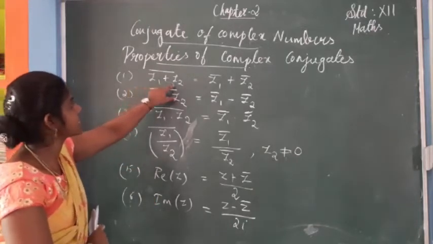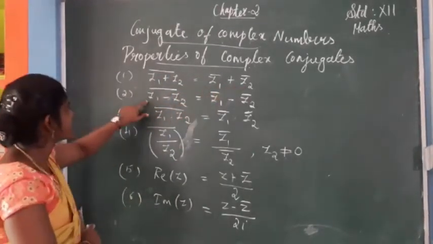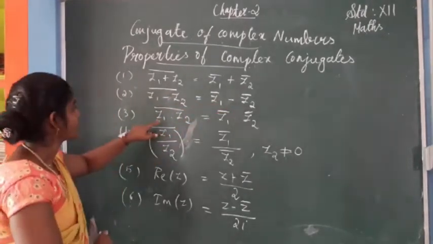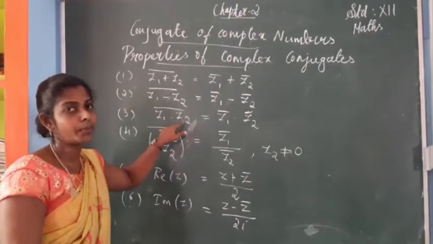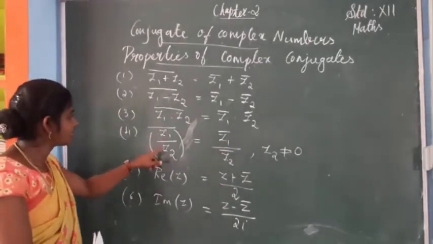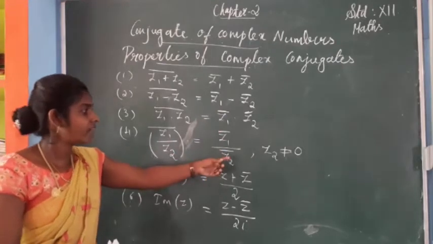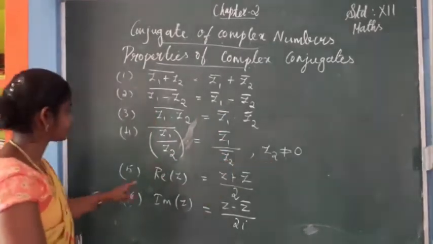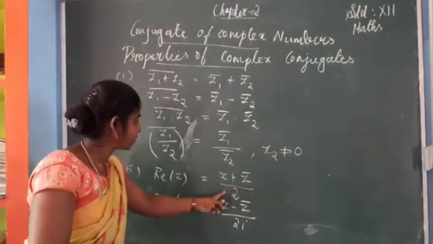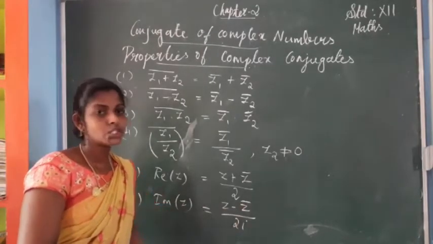So Z1 plus Z2 the whole bar is equal to Z1 bar plus Z2 bar. Z1 minus Z2 the whole bar is equal to Z1 bar minus Z2 bar. Z1 into Z2 the whole bar is equal to Z1 bar into Z2 bar. Z1 divided by Z2 the whole bar is equal to Z1 bar divided by Z2 bar, where Z2 is not equal to 0. Real part of Z is equal to Z plus Z bar divided by 2. Imaginary part of Z is equal to Z minus Z bar by 2i.